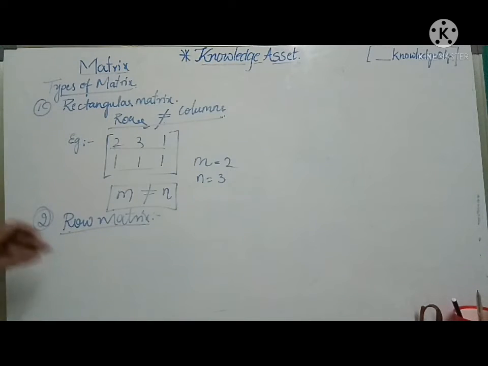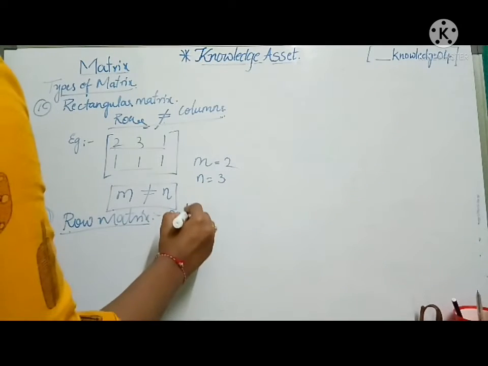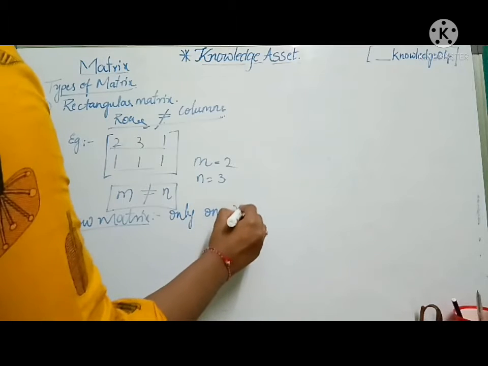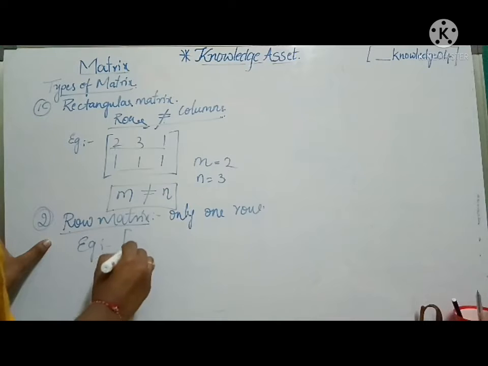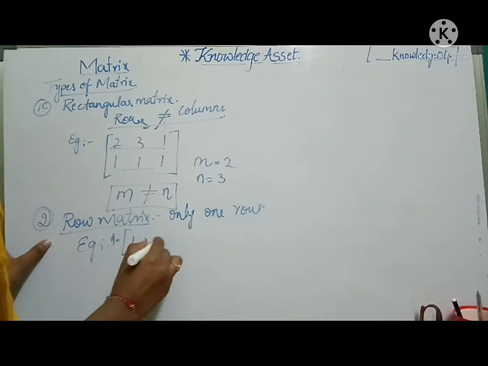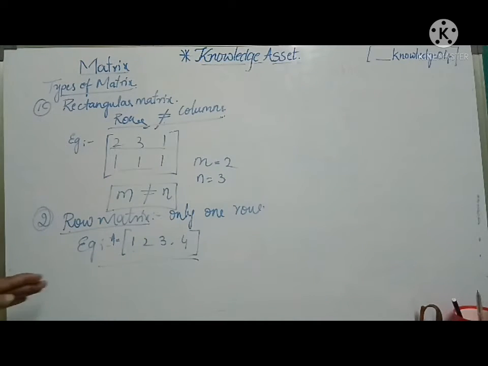Next, the second type of matrix is the row matrix. A row matrix is a matrix having only one row. Only one row is there in this matrix. So for example, let matrix A be equal to 1 2 3 4. Likewise, there is only one row in this matrix, so this is called a row matrix.